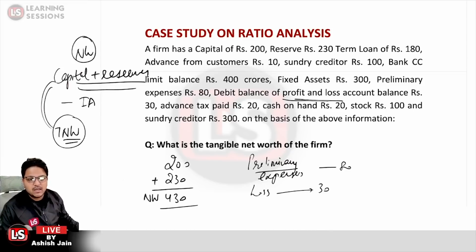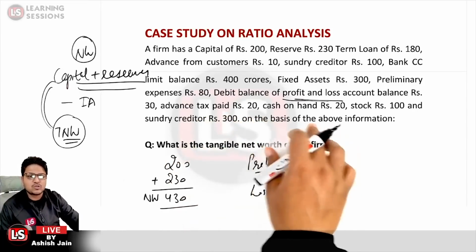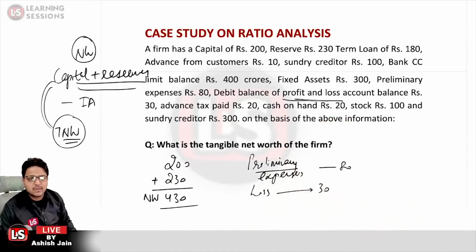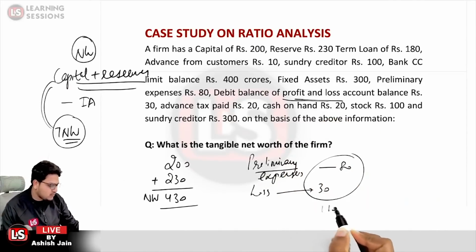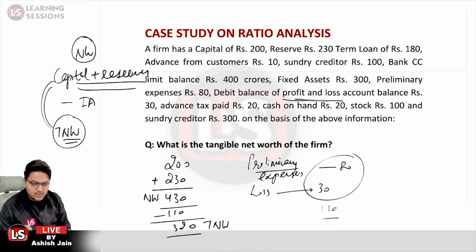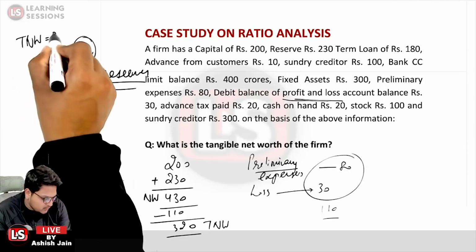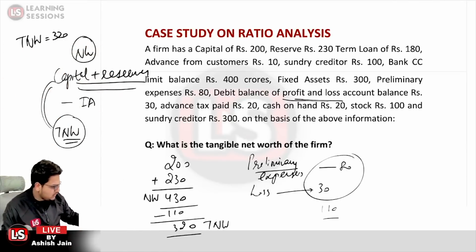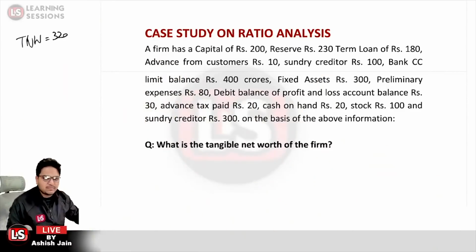Other than that, advance tax paid, that is prepaid taxes, and further prepaid payments, those are all current assets. And these are the two components related to the intangible assets, amounting to rupees 110. 430 minus 110 will be 320, that is basically our tangible net worth. Tangible net worth we calculated to be 320. Is that clear? So now let's move to the next question.